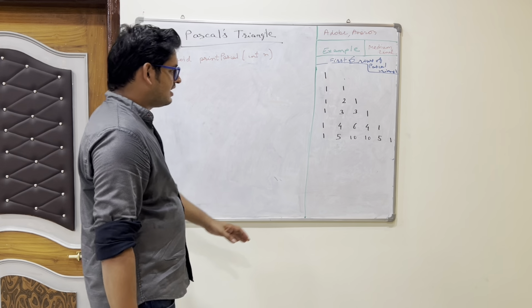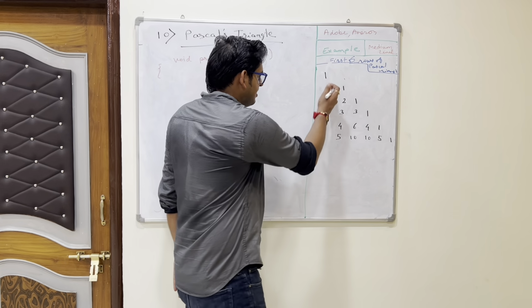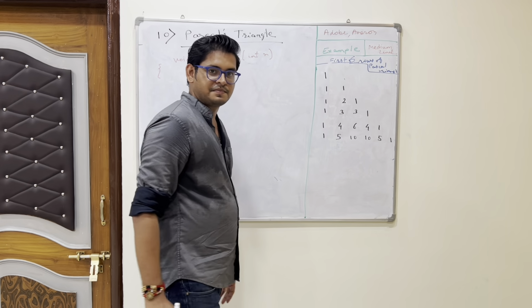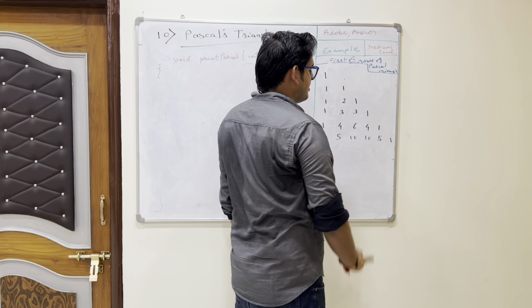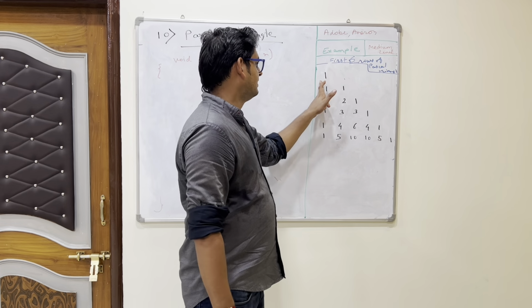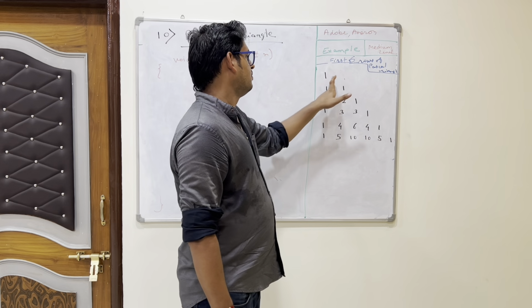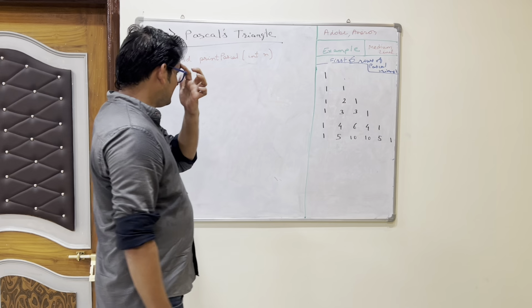So what can you observe here? The first thing we can observe is that every row starts with 1, right? What is the second thing? Every row ends with 1 as well. So this is confirmed: whenever we are printing a row, we'll start it with 1 and we'll end it with 1. What is the next thing you can observe?